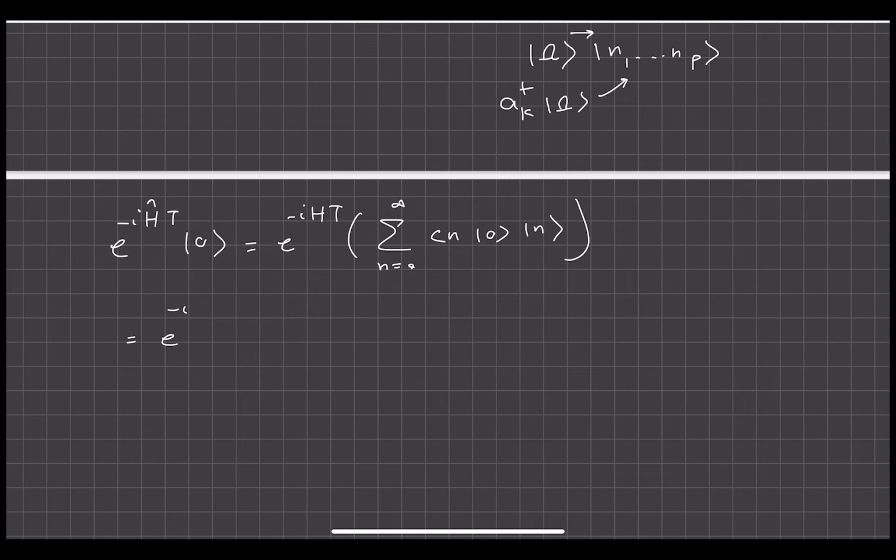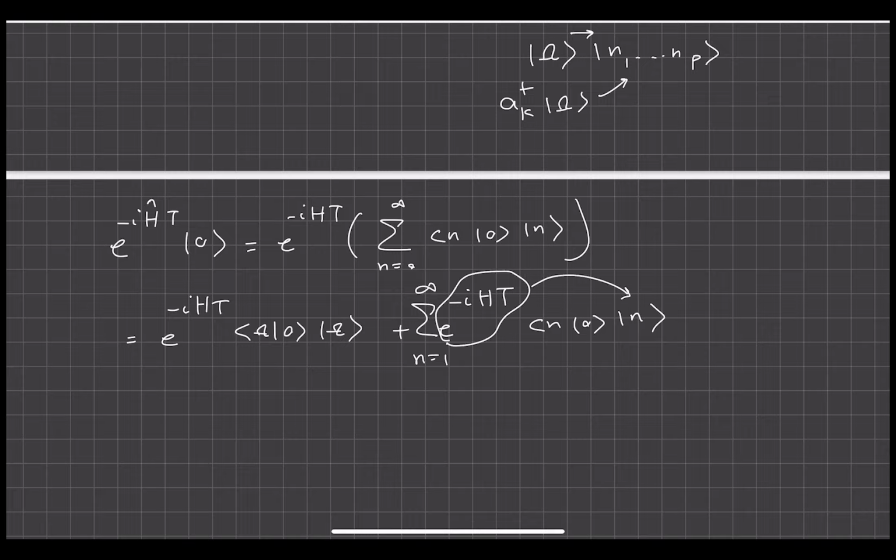So this is equal to e to the minus iHT on omega times <omega|0>, plus the sum from n equal to 1 to infinity of e to the minus iHT on the state n times <n|0>, the free vacuum on n. And this can now be simplified, because by definition, these n are the eigenvectors of this Hamiltonian operator here. So this is equal to, the first term is the same.